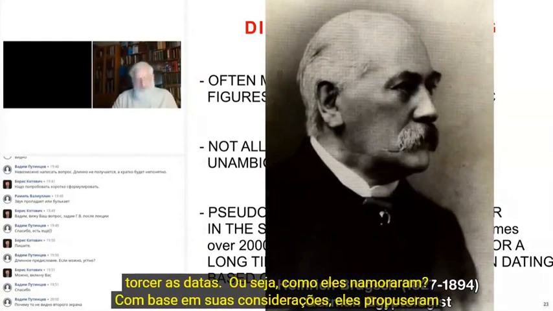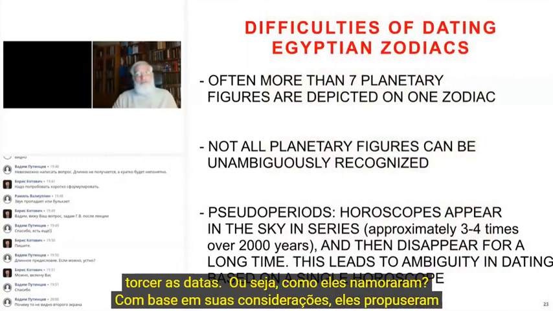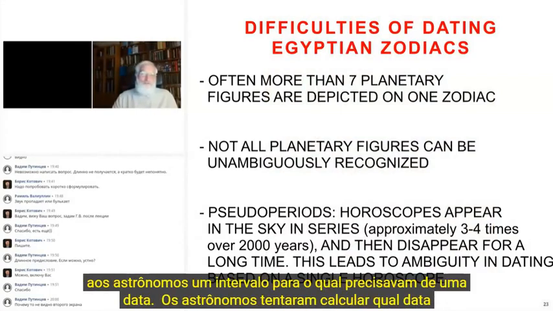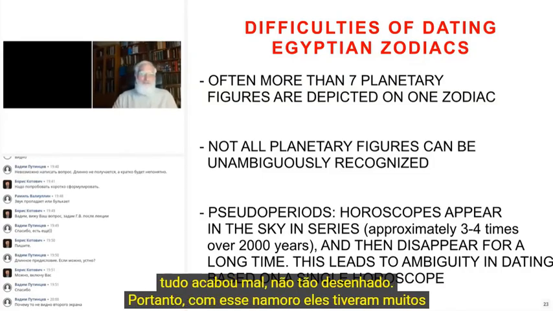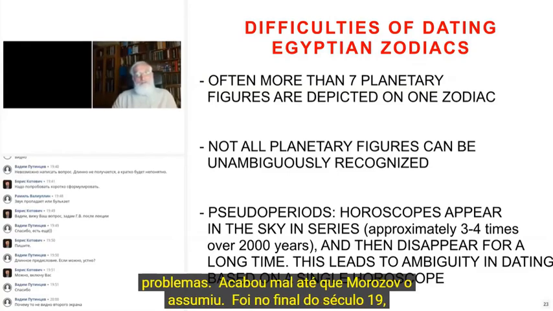They tried to twist the dates. That is, how did they date? Based on their considerations, they proposed a range to astronomers in which they needed a date. Astronomers tried to calculate what date in the given historical range corresponds to the images in the zodiac. But they never succeeded. Everything turned out poorly, not as drawn. Therefore, with this dating they had a lot of trouble. It turned out badly until Morozov took it up.